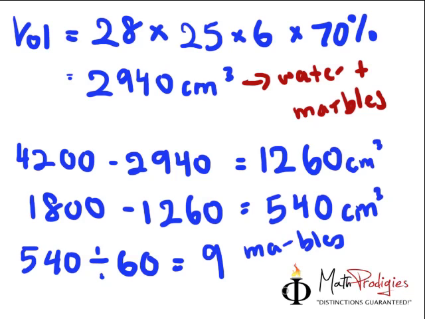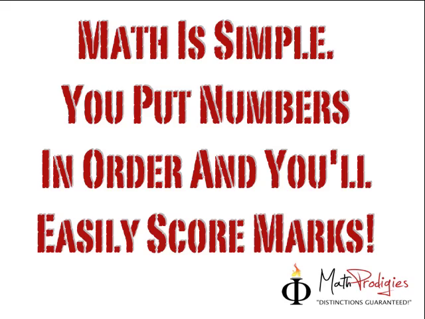Alright, if you got that one, I'm super proud of you. Give yourself a high five because you are a math prodigy. Good job. Alright, like I said, math is simple. You put numbers in an order and you'll easily score marks. In what order? Normally is in the same order they give you the sentences.